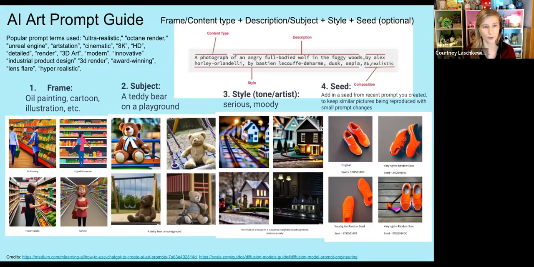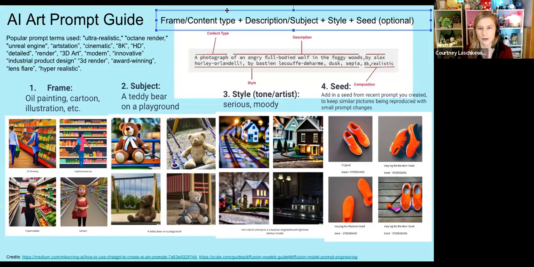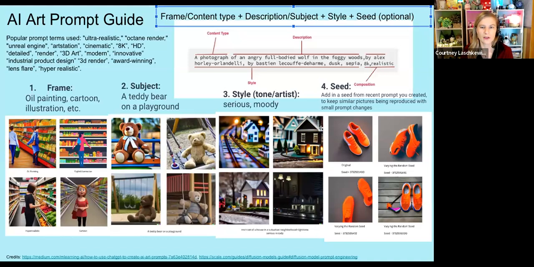There are 4 different parts of a prompt. You can see this is kind of the best example here in white, what's going on with those 4. You've got the content type, style, description, and composition. So here is the content type, a photograph. So content type, frame, same thing. You can see here, this is the frame.